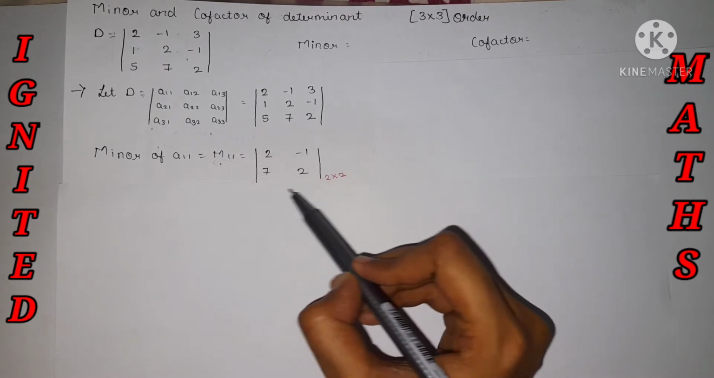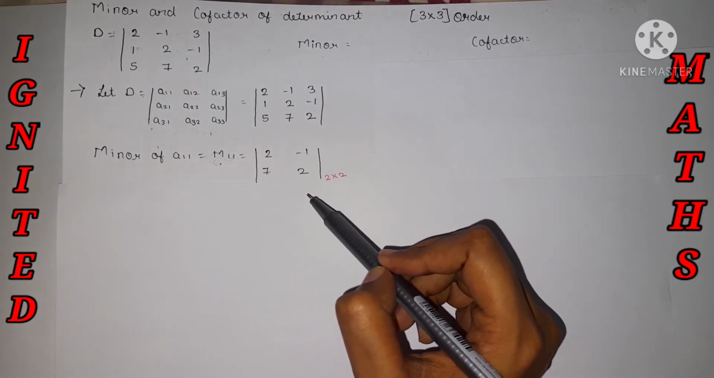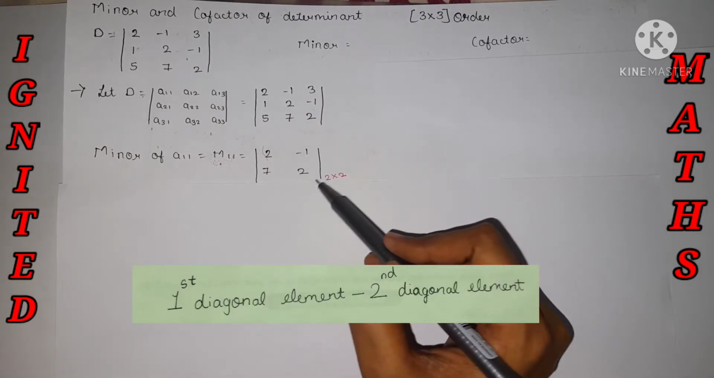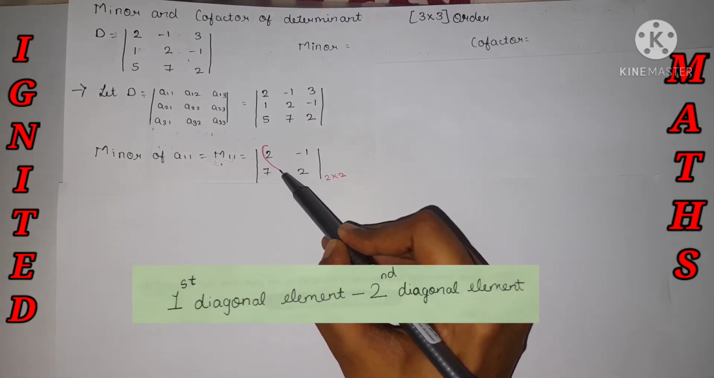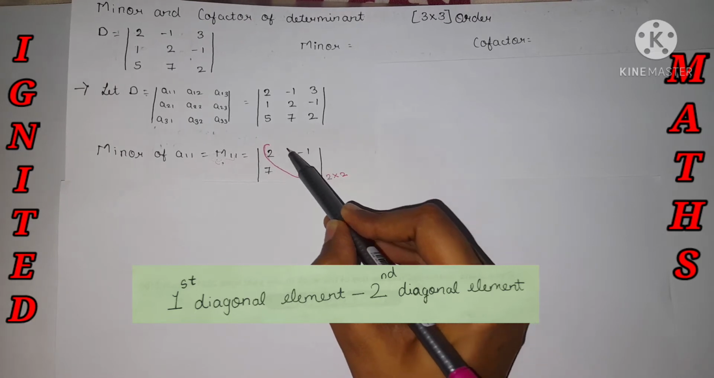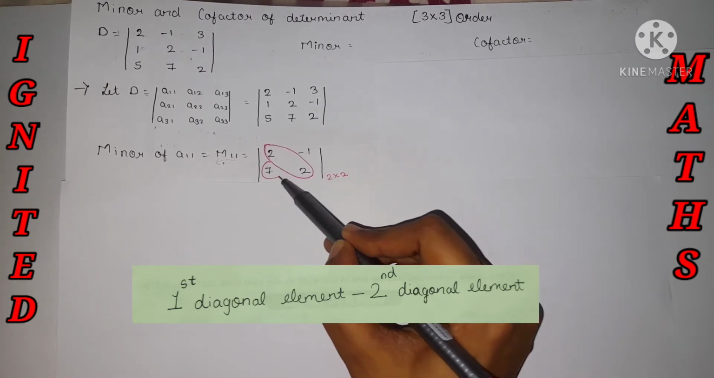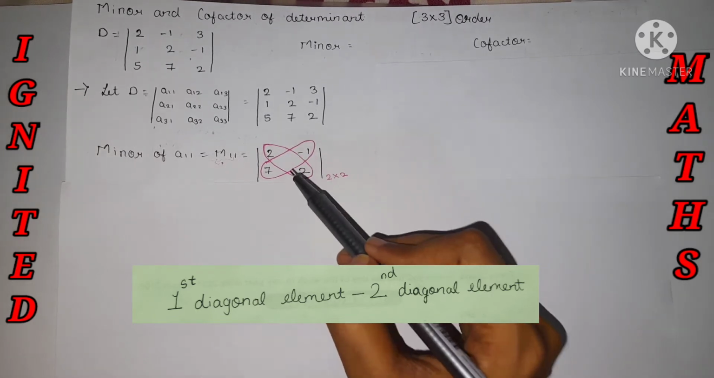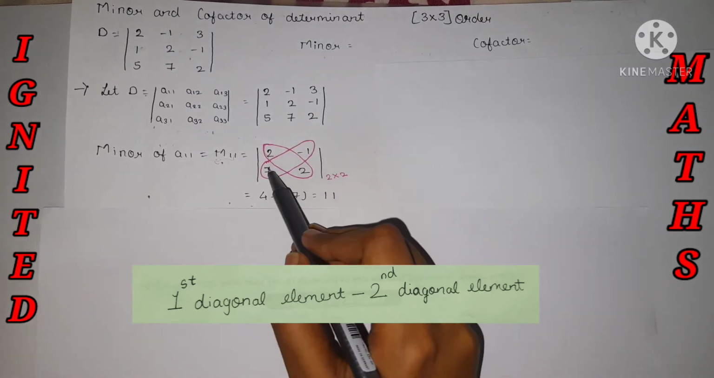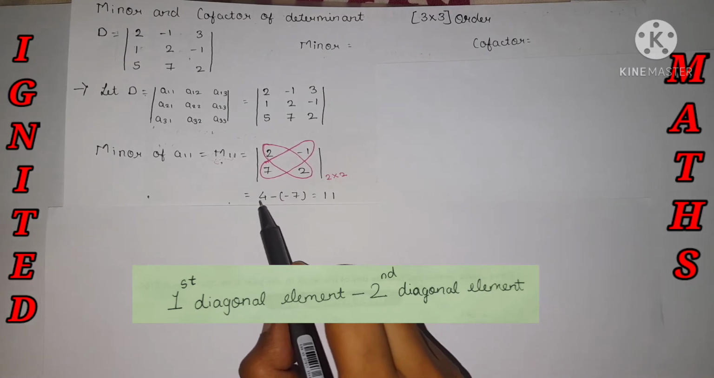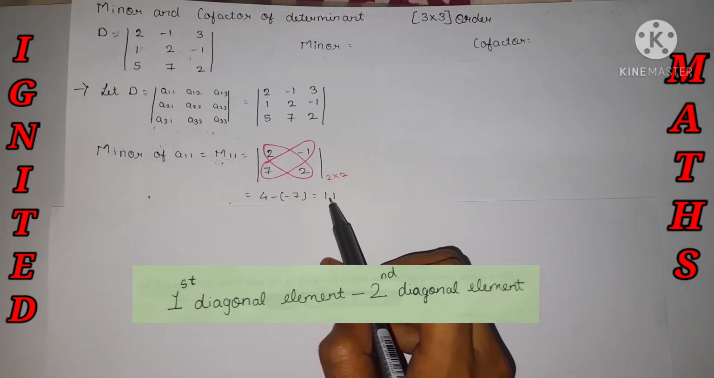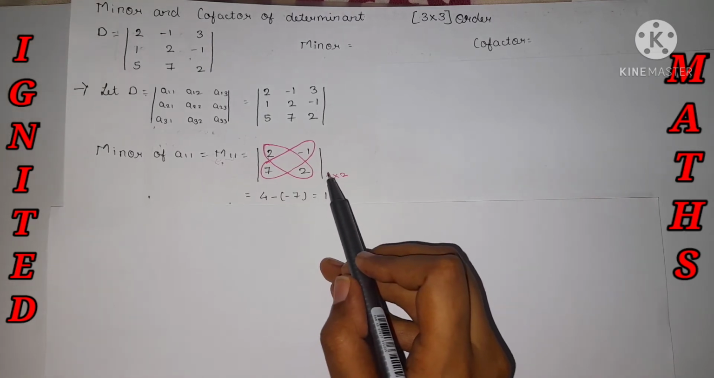Yes, so we need to find the value of the determinant of 2 cross 2. How do we find it? Multiply the first diagonal element, that is over here, and subtract the second diagonal element, that is over here. 2 into 2 is 4, minus of minus 1 into 7, that is minus 7. So 4 minus of minus 7 is nothing but 11. This is how we find the value of a determinant of 2 cross 2.